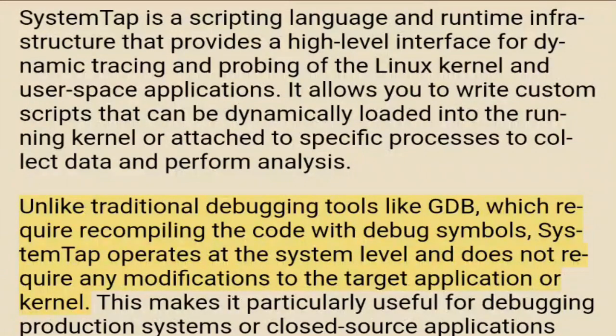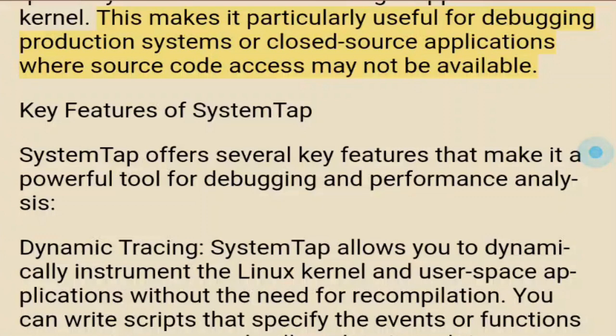Unlike traditional debugging tools like GDB, which require recompiling the code with debug symbols, SystemTap operates at the system level and does not require any modifications to the target application or kernel. This makes it particularly useful for debugging production systems or closed-source applications where source code access may not be available.